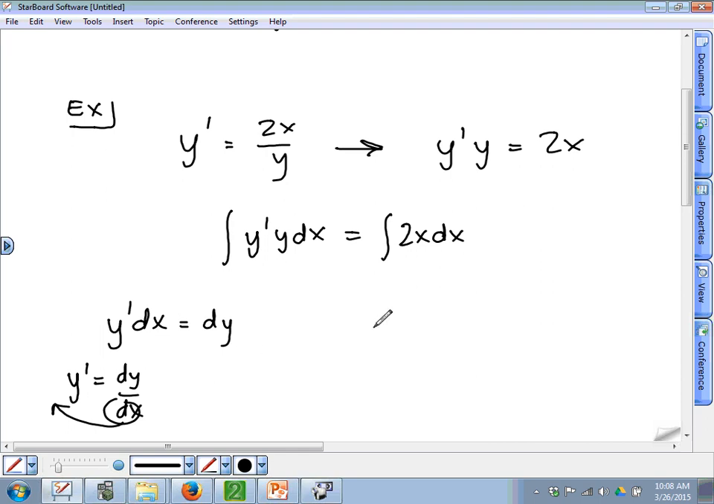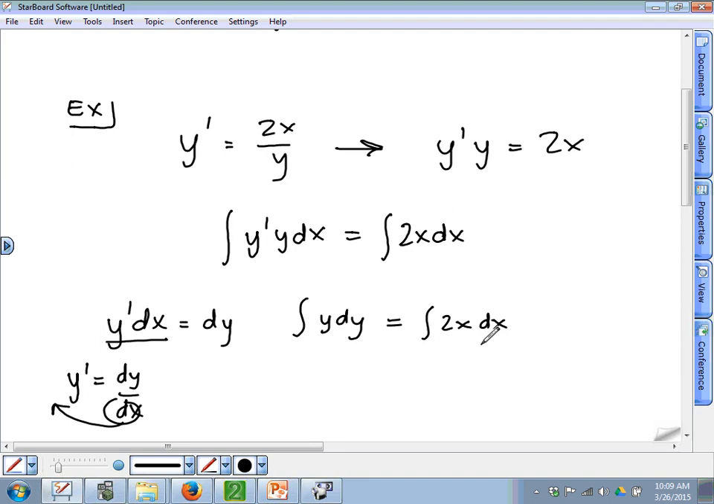Okay. So the next thing is to make a substitution, because what I was saying earlier, you cannot integrate if you have mixed variables. Here we have a y, but we're taking the derivative with respect to x. You see how that's a problem? So we're going to replace y prime dx with dy. So it can be y dy. The integral of y dy is equal to the integral of 2x dx.